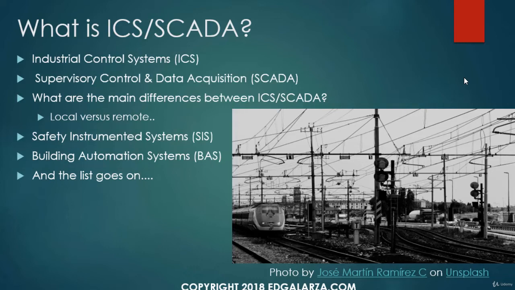A safety instrumented system, or SIS. So we talked about ICS. Think of an SIS as a safety system for an ICS. What does that mean? Let's say you have a pipeline, and that pipeline cannot exceed a certain value of pressure. If it does exceed a certain value of pressure, that pipeline can burst.